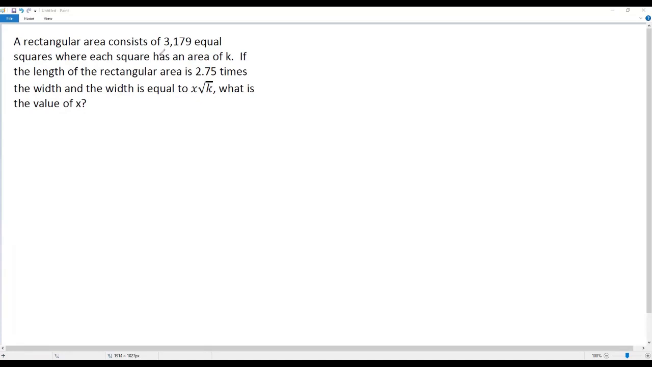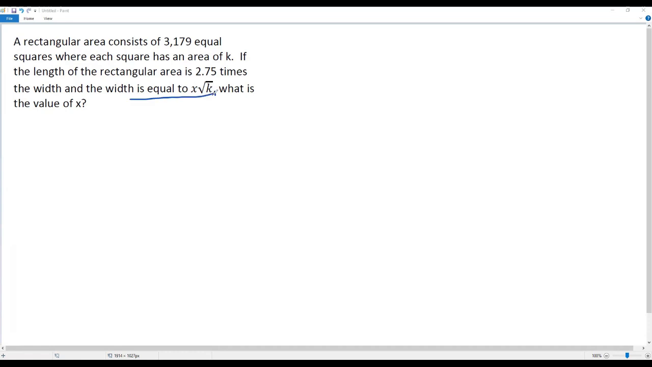Here we have a SAT math problem. Okay, let's go to the question. A rectangular area consists of 3179 equal squares where each square has an area of k. If the length of the rectangular area is 2.7 times the width and the width is equal to x times square root of k, what is the value of x?